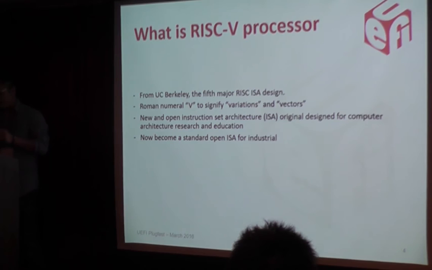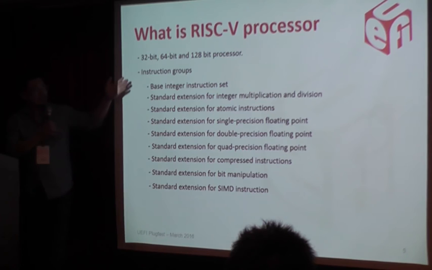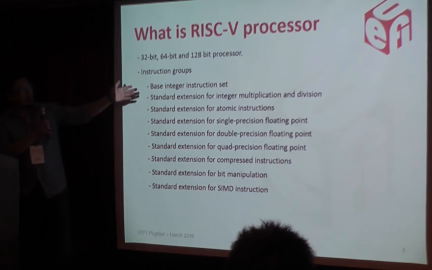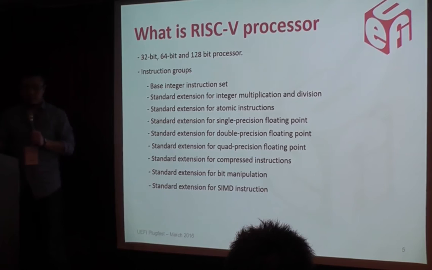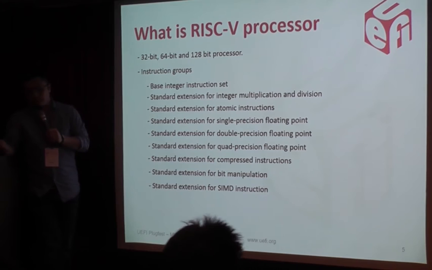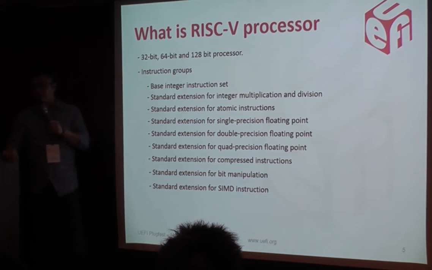RISC-V can support 32-bit, 64-bit, and 128-bit. Here you can see the instruction groups. RISC-V has the integer instruction set and atomic, floating-point, bit, SIMD, and compressed instructions, and I just saw the update, they also have hash instructions, vector instructions, hypervisor, and supervisor. They have many groups, so if you are a RISC-V processor vendor, you don't have to put everything into your implementation. You can choose a few or just one for your purpose. That's why they say it's a variation.